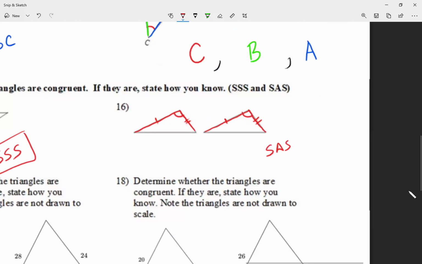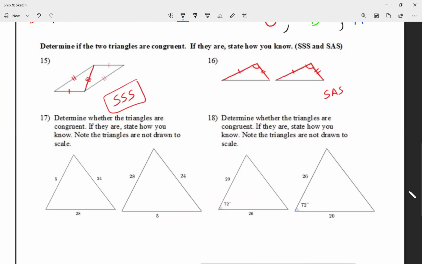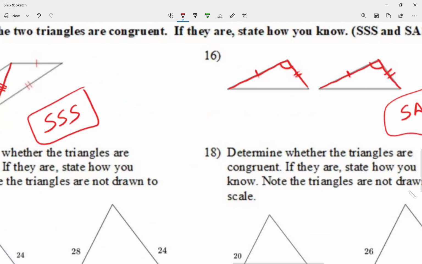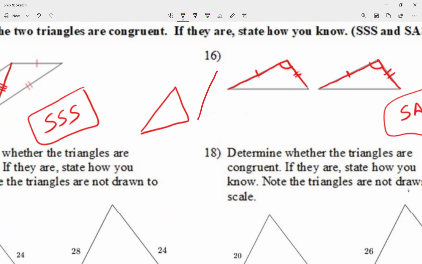Now, for things to work for today, it's either side, side, side or side, angle, side. Sometimes they will not work. What do I mean by that? Okay, let's come up with another example here. Let's say I have these two triangles here. And I say this side is equal to this side is equal to this side. I'm going to say this angle is equal to this angle. See how on the left side, I'm trying to confuse you with side, angle, side.